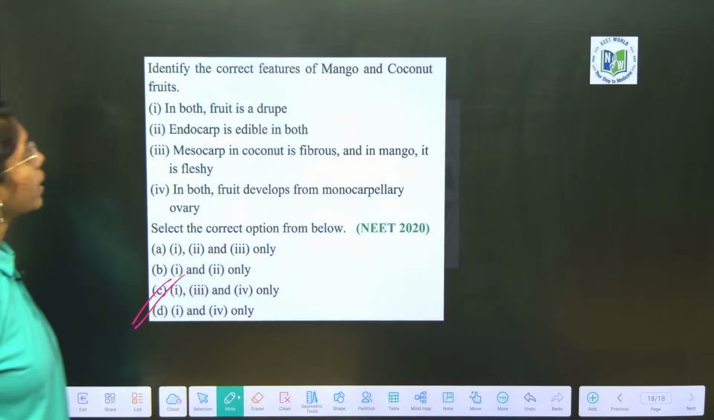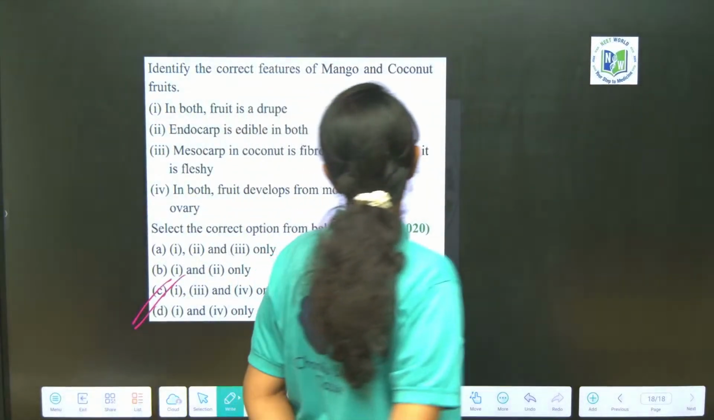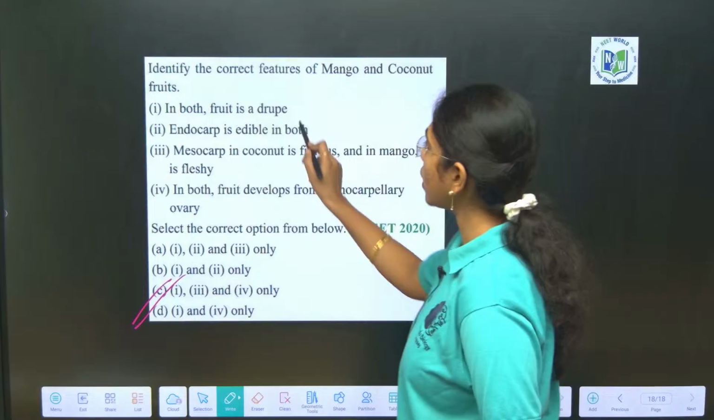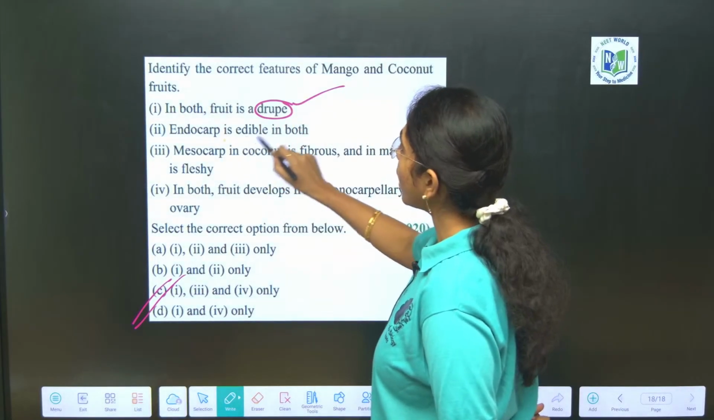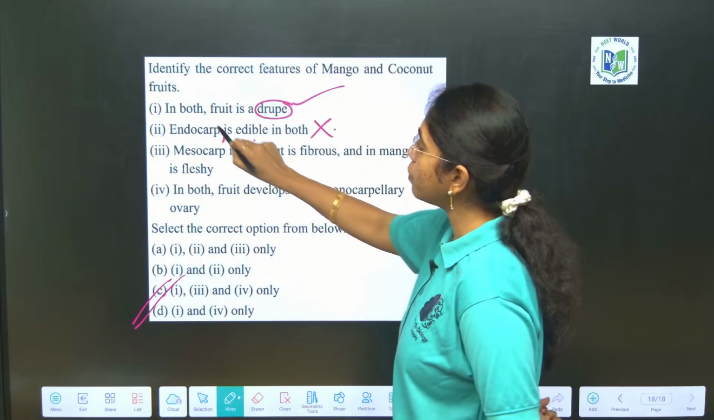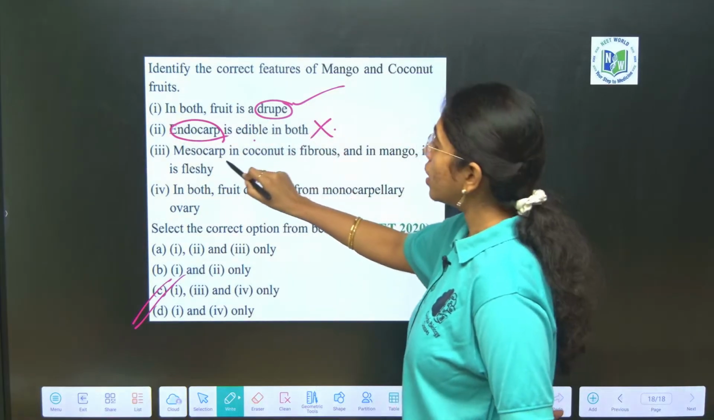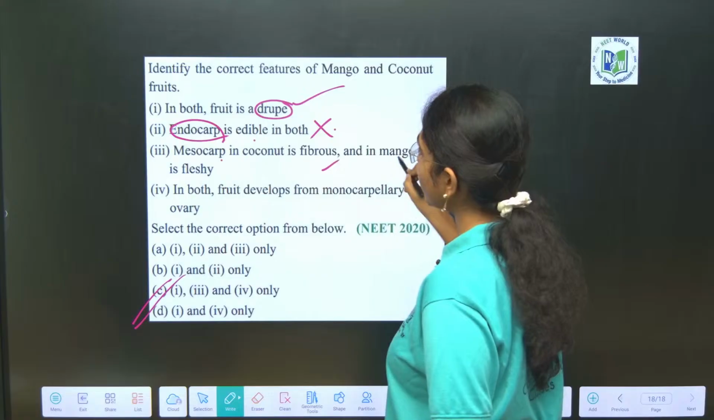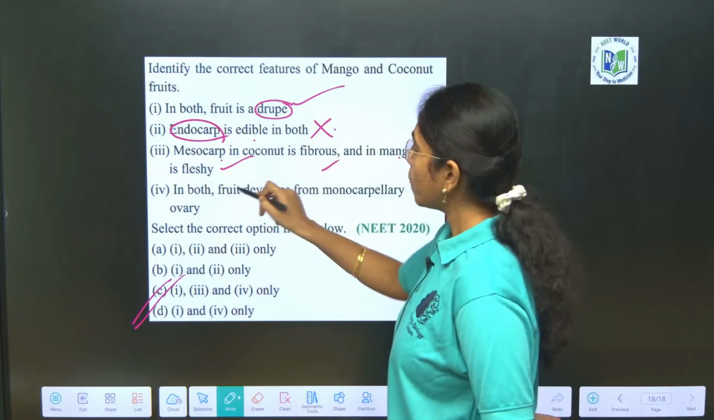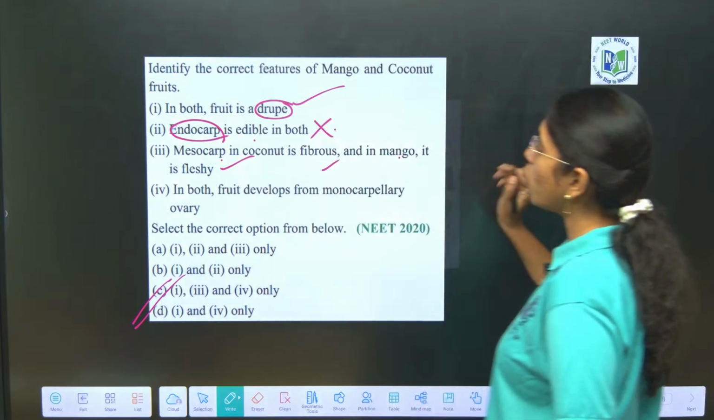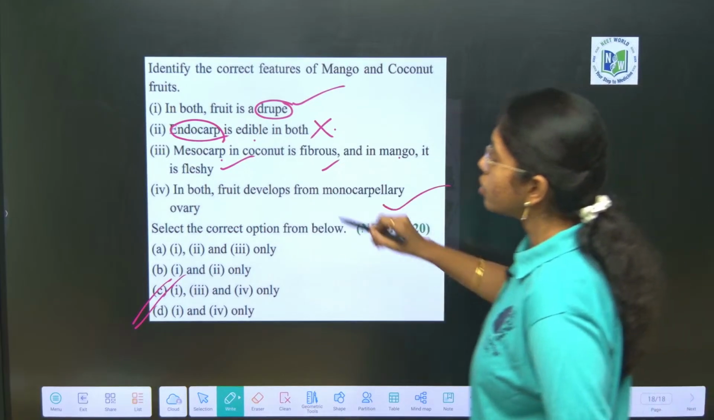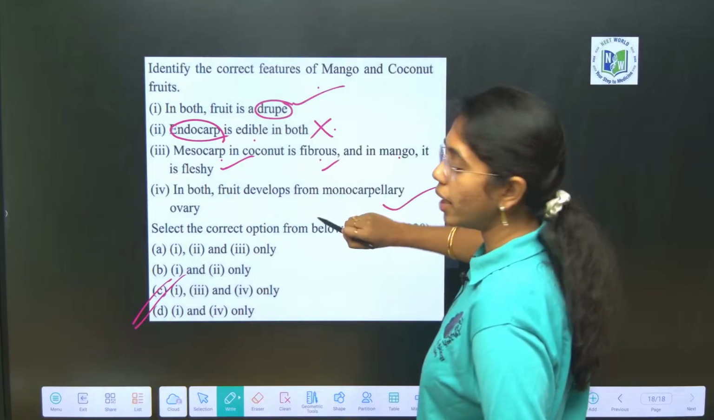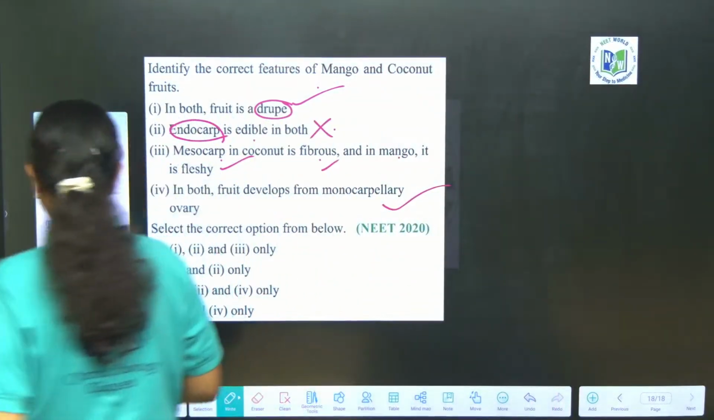See, identify the correct features of mango and coconut fruits. Mango and coconut both are what type of fleshy fruits? Drupe. Is endocarp edible in both? No, endocarp is stony in mango. Next, mesocarp in coconut is fibrous, in mango it is fleshy. Next, in both, fruit develops from monocarpellary ovary. Correct. So, the answer will be 1, 3 and 4. Now, we will start anatomy.